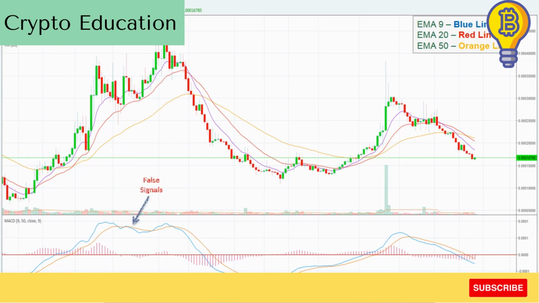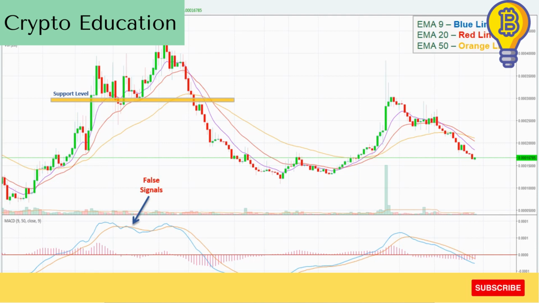You see, the MACD line crossed below the signal line several times here, but the trend was still going up. Why? Because the overall trend was still going up, the EMA 9 was above the EMA 20 and EMA 50, and we also had a support level at around 30,000 Satoshi. The trend could only reverse when the price could break down through this support level.